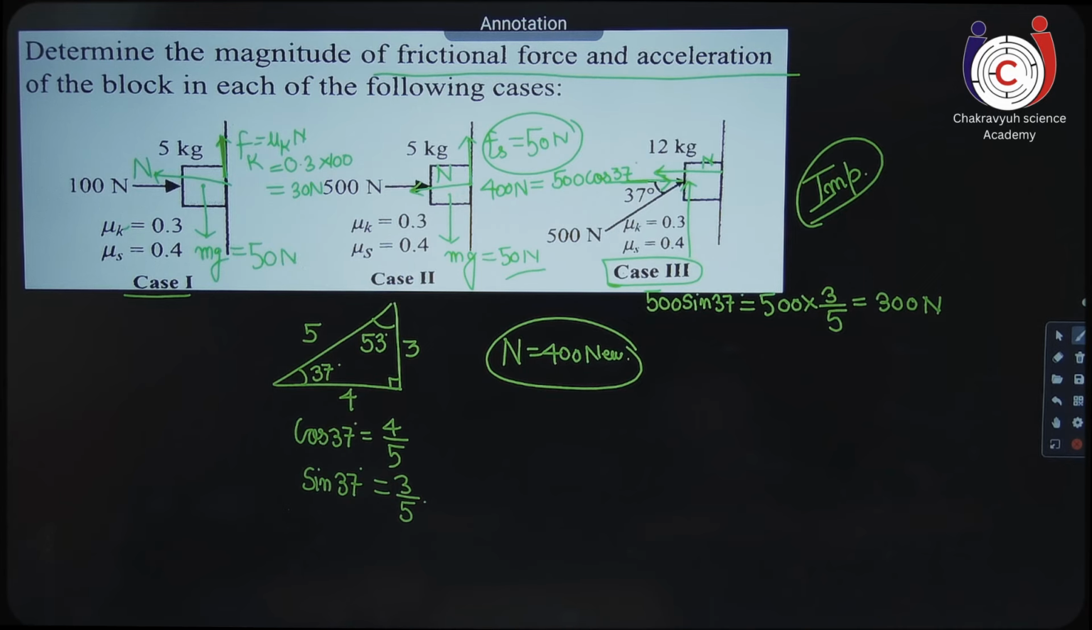Why will it be diagonal? Why are you guessing that? Friction will always be along the surface, right? Along the wall. Why will it be diagonal? Friction is not opposite to the force. Friction is opposite to the direction of movement or tendency of movement.